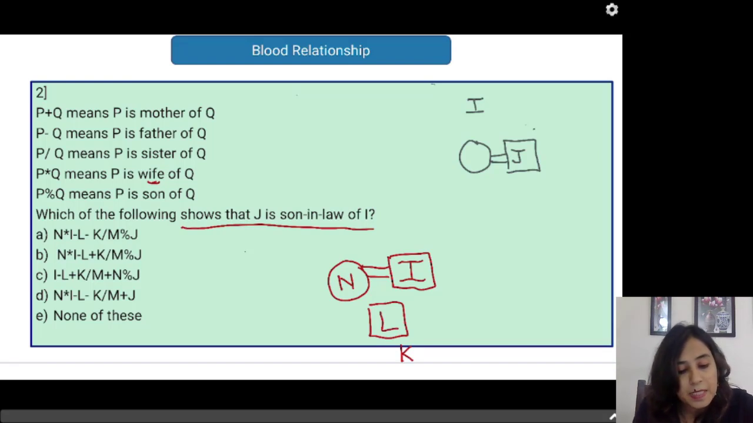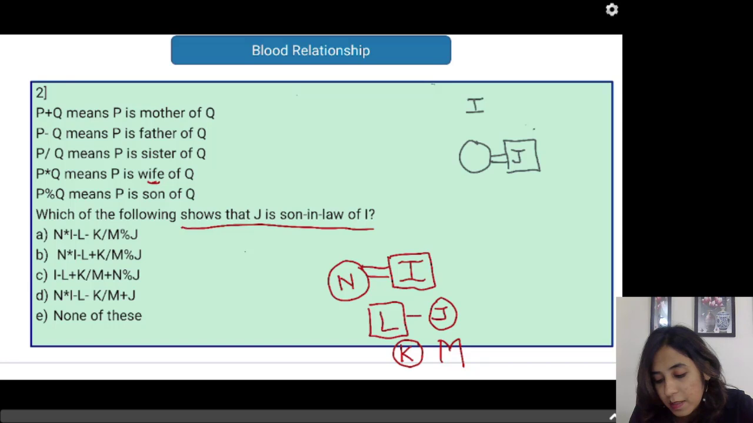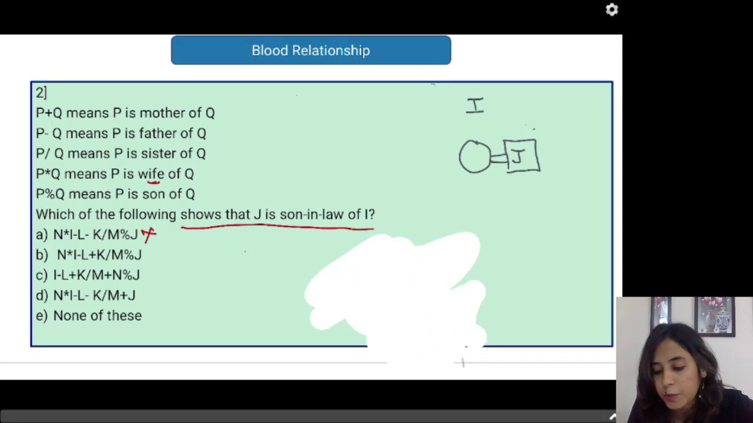K slash M means K is the sister of M. So K is a female and K is a sister of M. M percentage J means M is the son of J. So J is a female here and both of them are married. But we want J to be a male person. So in this case, J becomes a female. So definitely the first option is not right. I'm going to rub this out. Let's try the second option.